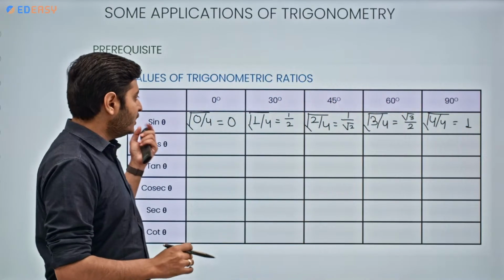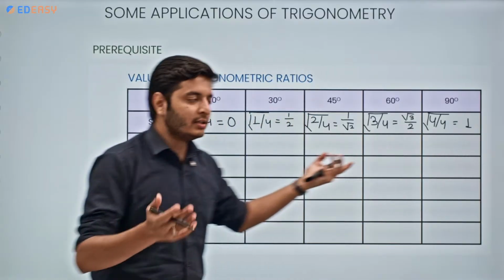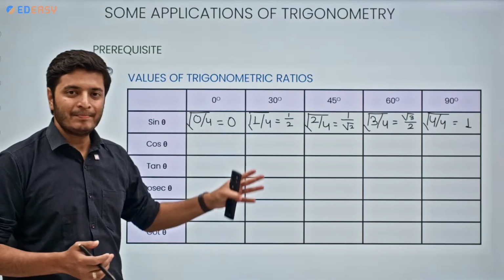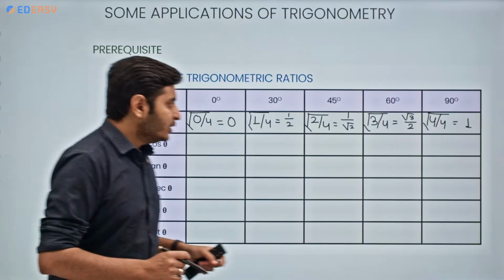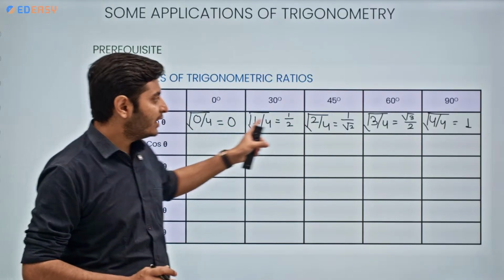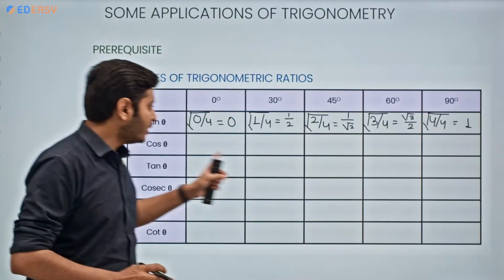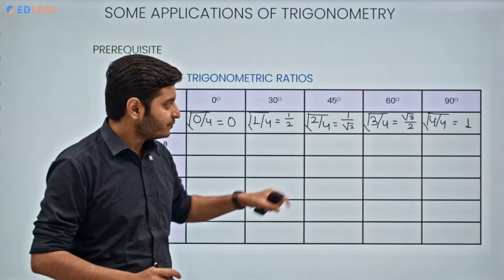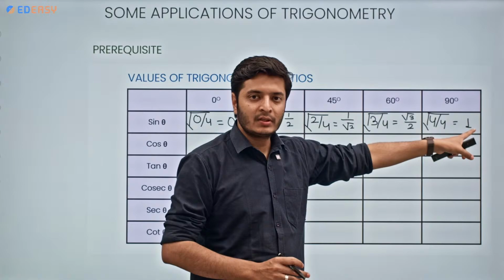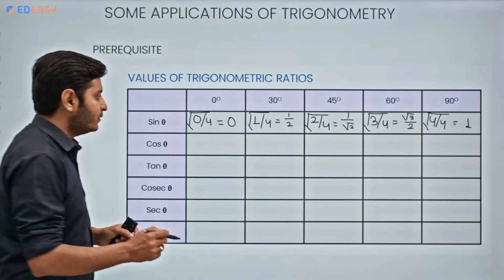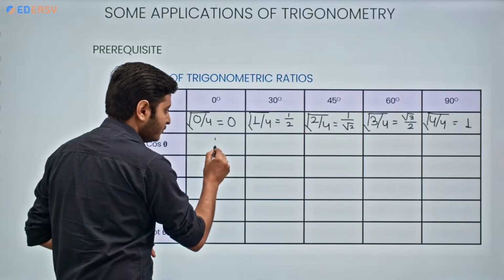Now, if you are done creating or putting the values in the first row of this table, then you can do one thing. You can just simply change the order of the numbers that you are getting in sine theta, and you can write those values here in this row of cos theta. Whatever value you are getting here in the last cell, you can write that value in the first cell of cos theta. So 1 we are getting, 1 I will be writing.